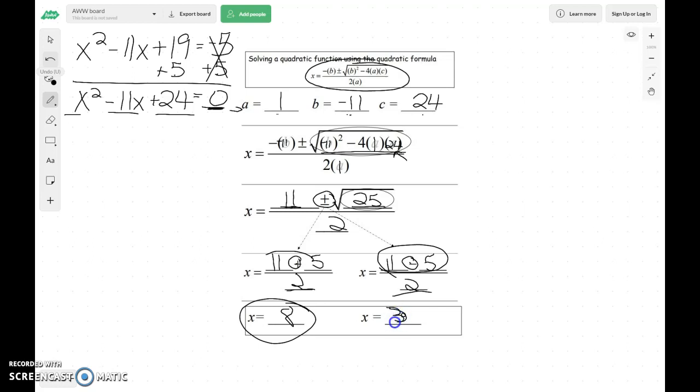That is the ugliest 3 I've ever written. There we go. So we're going to have x equals 3. So two answers here. X equals 8 and x equals 3. So not too bad. Go ahead and pause the video so that you can write this down, and I'll give you a second to write it down before we go into our next problem.